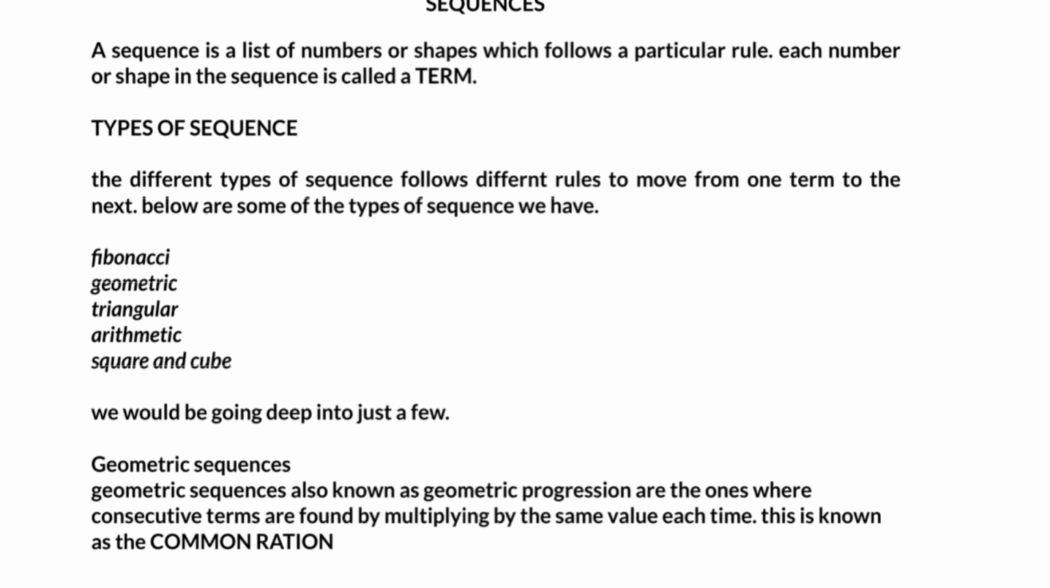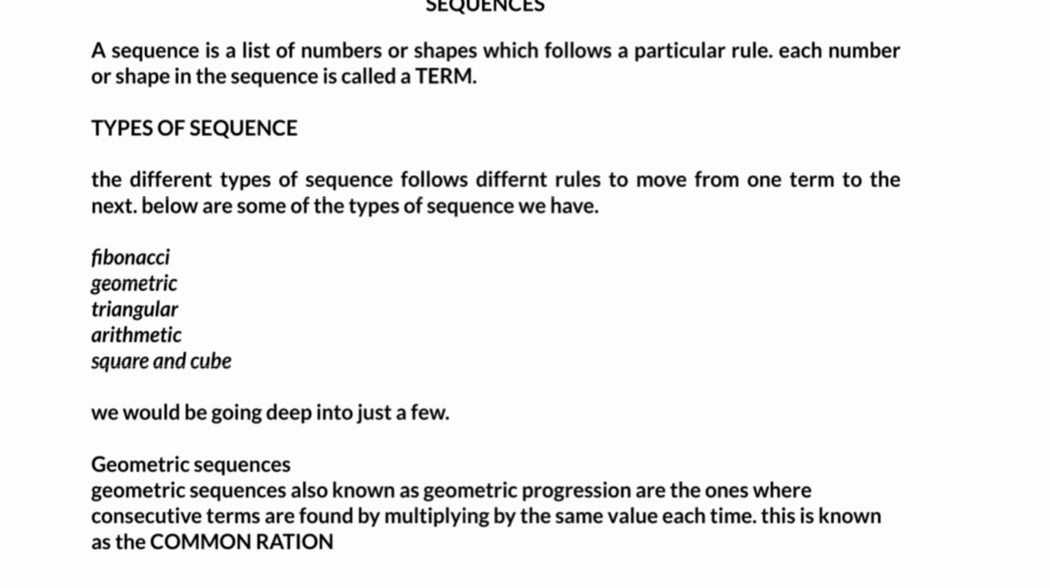So you can see a sequence is a list of numbers or shapes which follow a particular rule. Each number or shape in the sequence is called a term. Under sequence, we have different types of sequence. We have the Fibonacci sequence, geometric sequence, triangular sequence, arithmetic sequence, square, and cube. We'll be going deep into just a few.